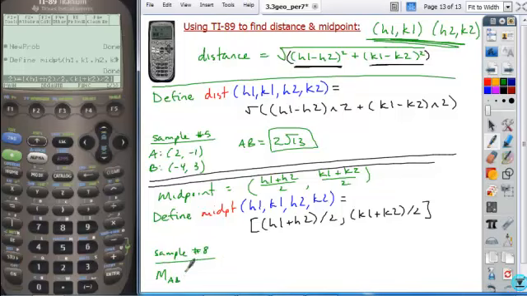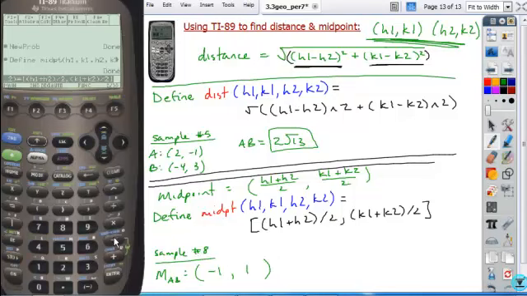On sample problem number 8, we found the midpoint of this same set of coordinates. So the midpoint of A, B. And what we found that midpoint to be was -1, 1. So when we enter these coordinates, 2, -1, -4, 3, into this calculation for midpoint, we should get this set of coordinates. So let's test it and see if we do.